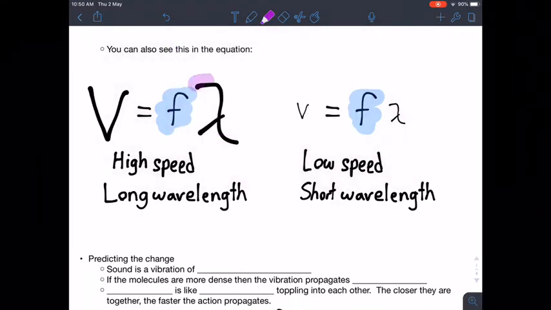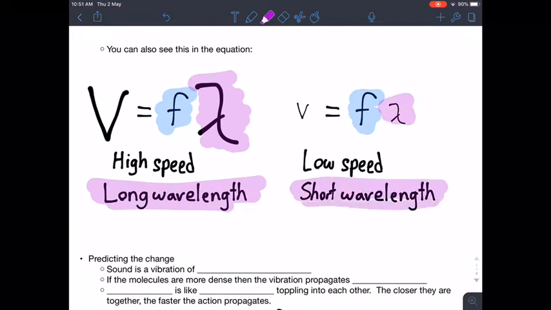The wavelength is higher where you have a high speed, and it is smaller where you have a low speed.